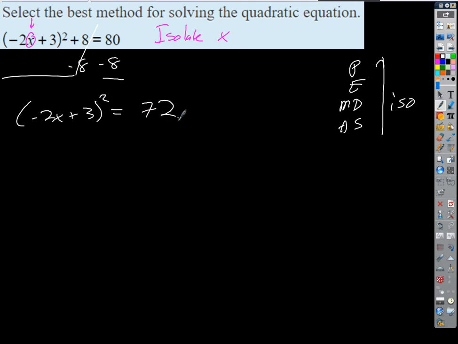Okay, now what? Square root. Very good. And if we do that, we get -2x plus 3. And let's look at that 72. How could we factor that conveniently? When I say conveniently, our goal is we'd like to write down a perfect square times something else. We could do 9 and 8. That would work.